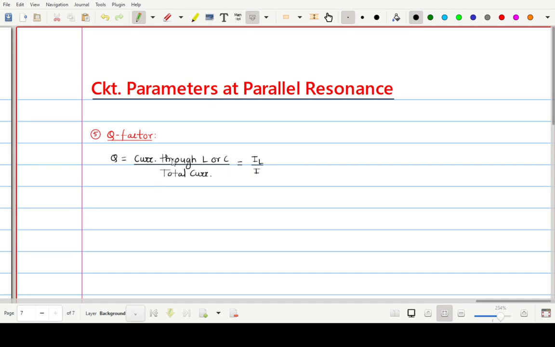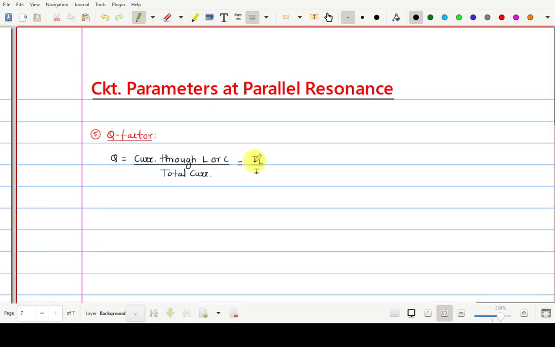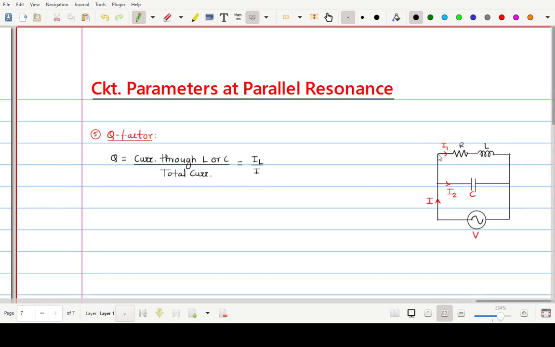So here we are taking a reference of current. Energy storing elements are inductance and capacitance, so any current you can take, it should be divided by total current. So IL upon I. Now this was our parallel resonant circuit. What is the current flowing through the inductor? It is nothing but I1, from the diagram. And what is the total current flowing? I.